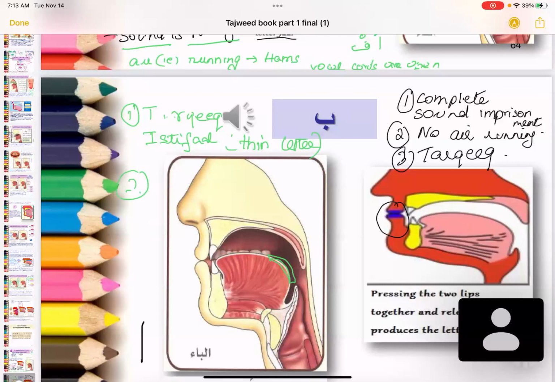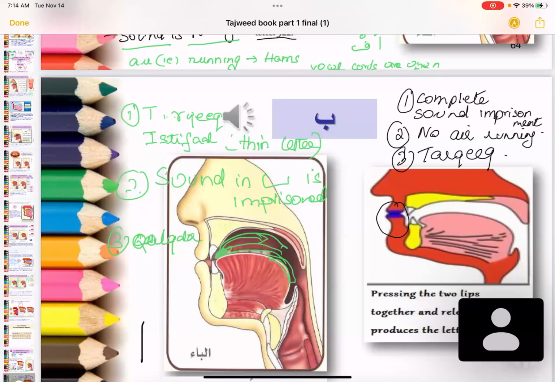The second thing you keep in mind is, since the sound in ba is imprisoned, where is it imprisoned? At the lips, right? And then it's bouncing back. It comes in and it bounces back. That's why you have a qalqala, so you have a qalqala on the letter ba.